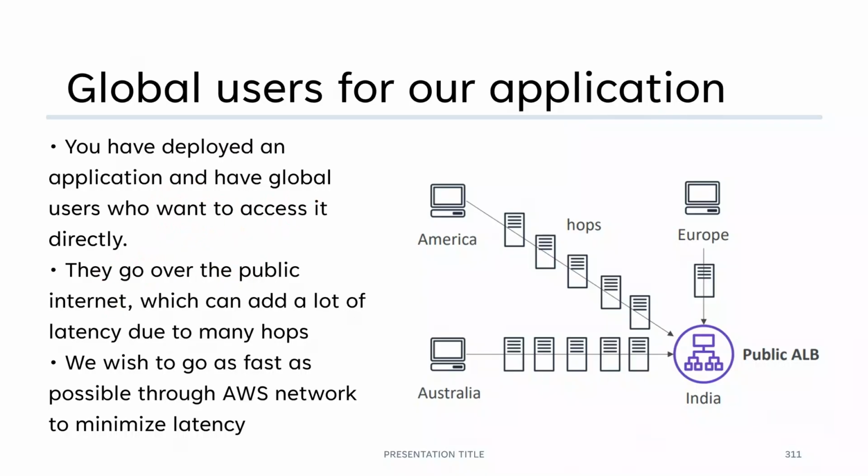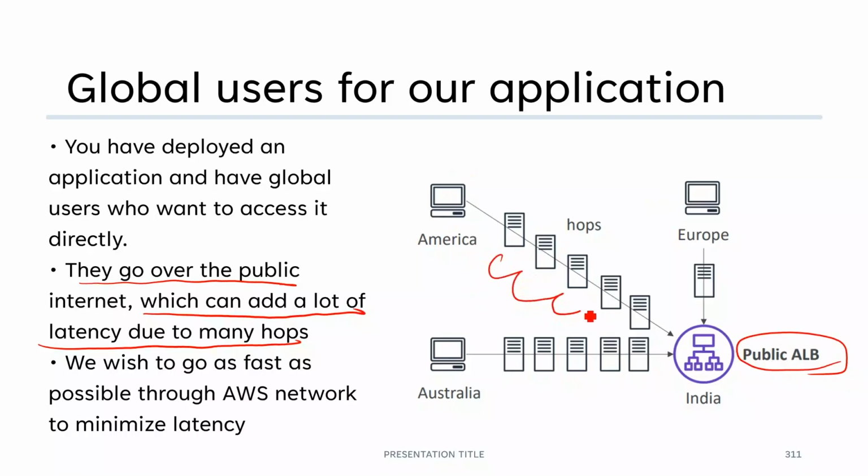What they do, basically simple stuff, is that they go over the public internet, which can add a lot of latency due to many hops, because obviously if you have a public load balancer in India and someone is accessing from America, then the data will travel through a lot of hops, right? And it also causes a lot of latency due to that. But what you can do is leverage the AWS network to minimize latency, and let us see how we can do that. We saw an example in CloudFront. Let us see over here how it is done.